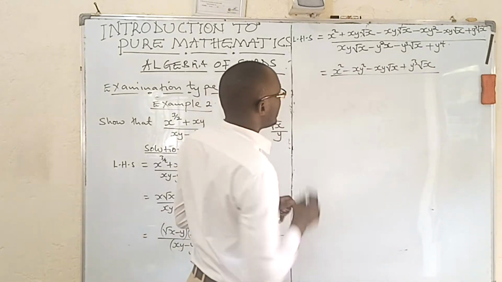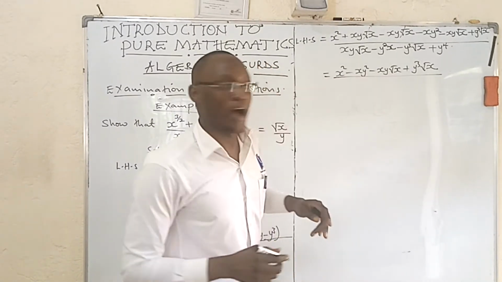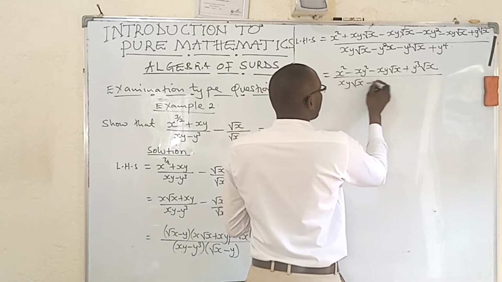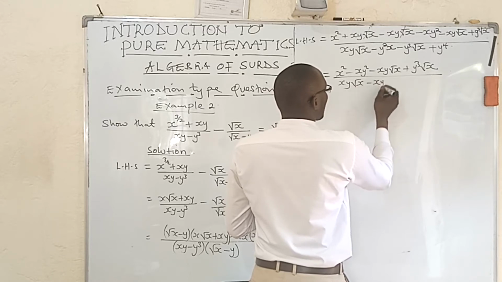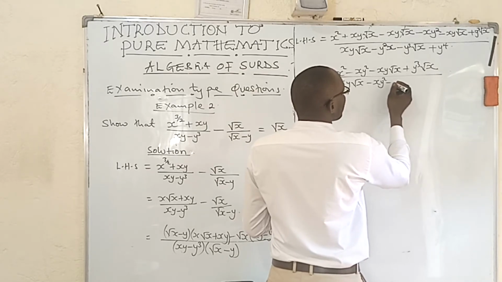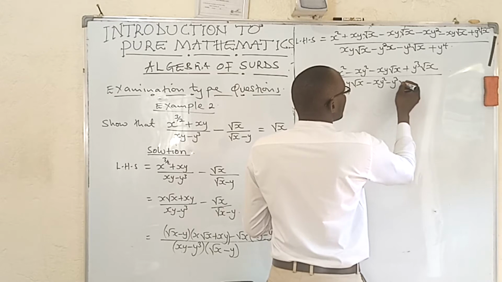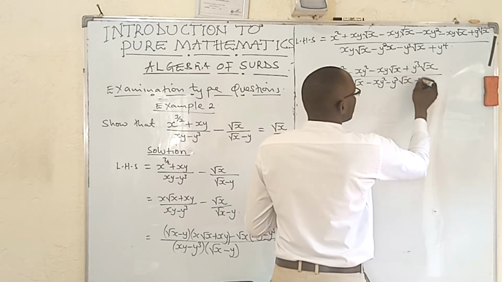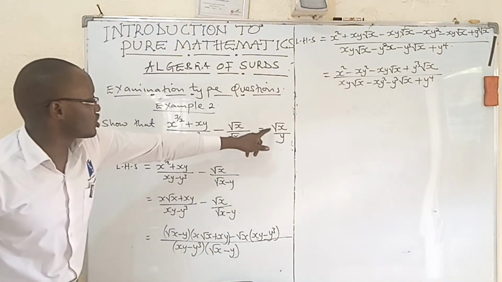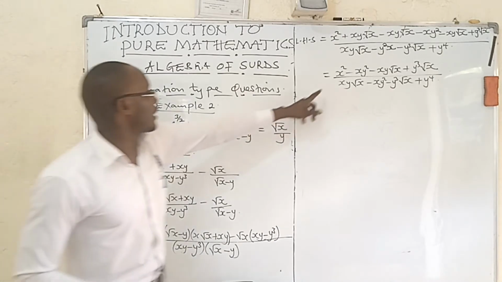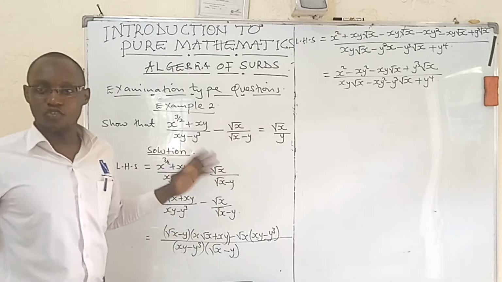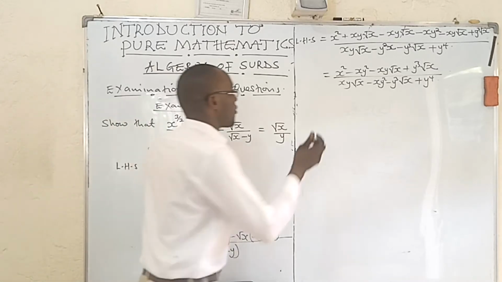Then all over. In the new denominator, there is nothing we can simplify. But we shall get xy root of x minus xy squared. I'm rearranging this. Then minus y cubed root of x. Then finally, plus y power 4. Very interesting. But remember, I want to reach here. Let me be tempted to factorize out root x in the numerator. People are asking me, how can you factorize out root x in the numerator? Yes, it is possible. Let us go and see.